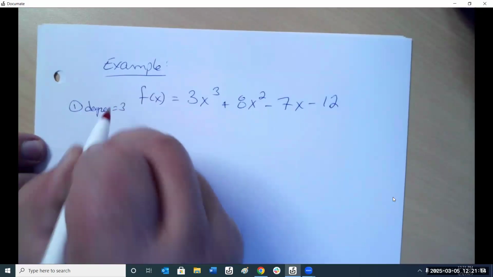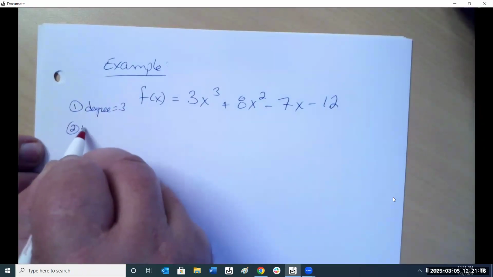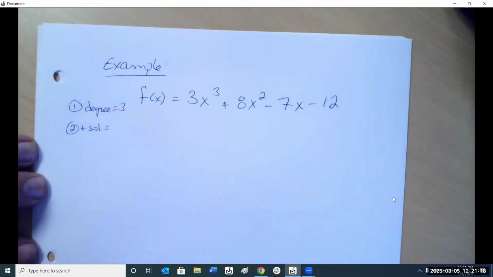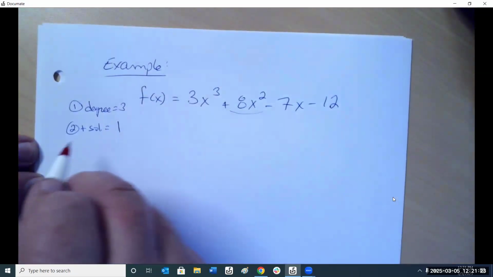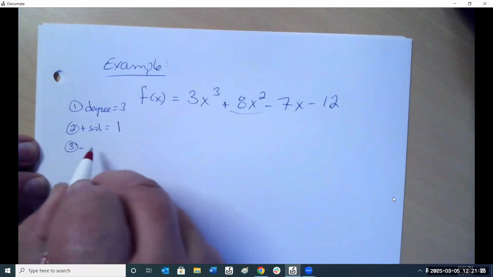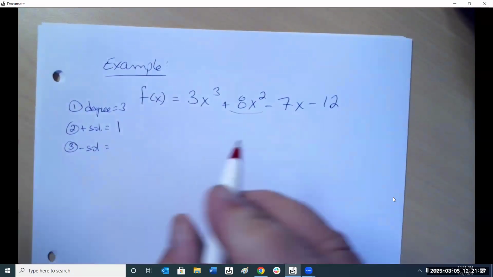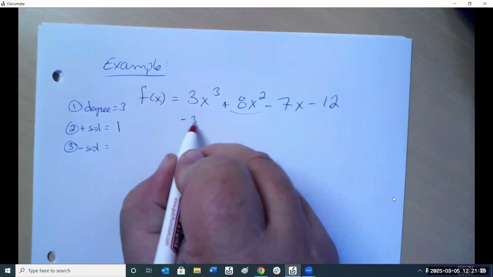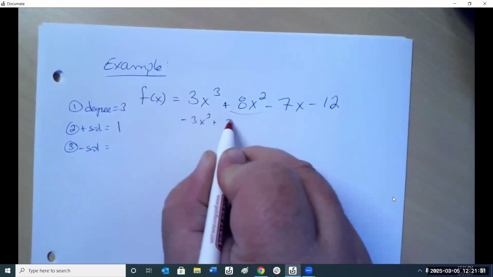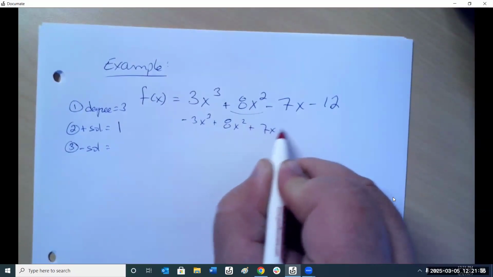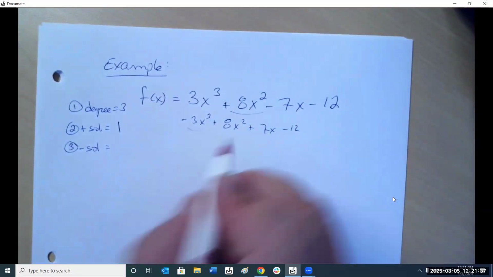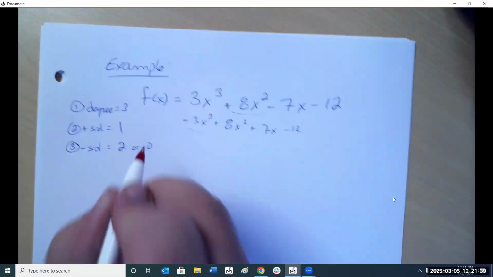The degree is 3. Positive solutions? 1. Yeah, it's only one sign change. Negative solutions? So it's going to be negative 3x cubed, 2x squared, 7x. Yeah, so it's 2 or 0.